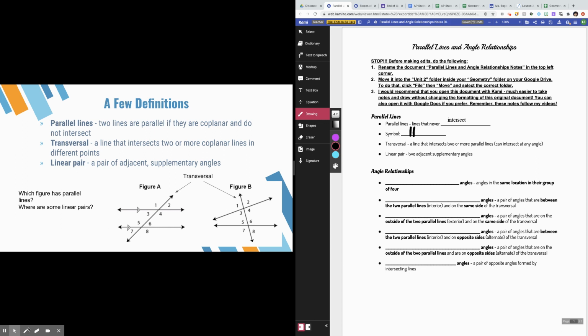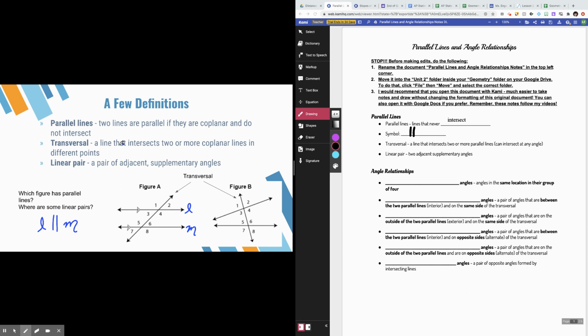So you can see it on the right side of your screen, but I'll also draw it here for you on the left side of the screen. So if, in this picture down here at the bottom in figure A, I called this line L and I called this line M, I would write line L is parallel to line M. So that's the symbol. It's basically just two vertical lines.